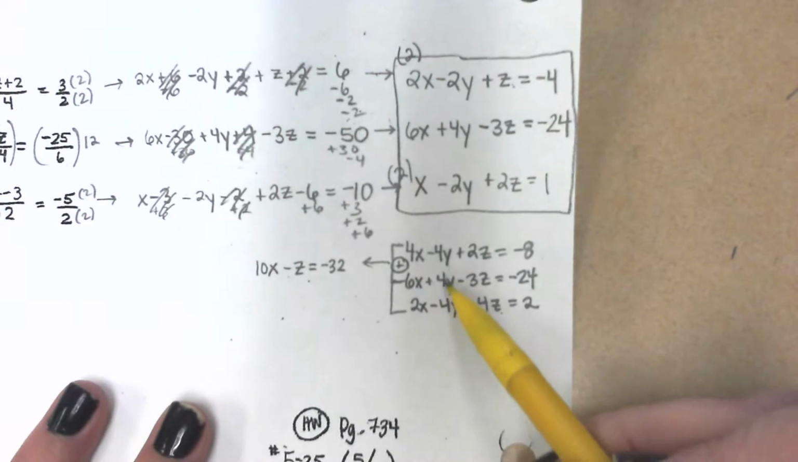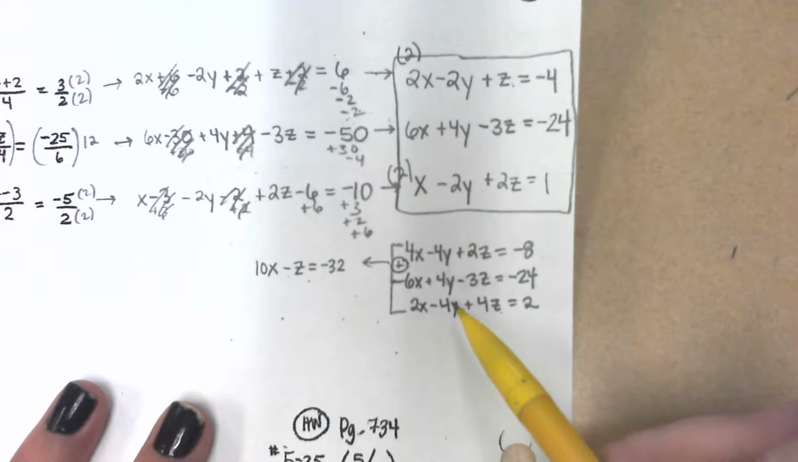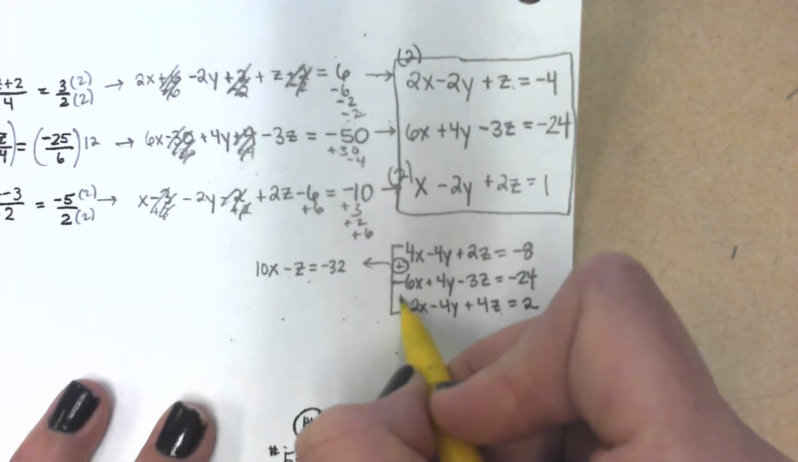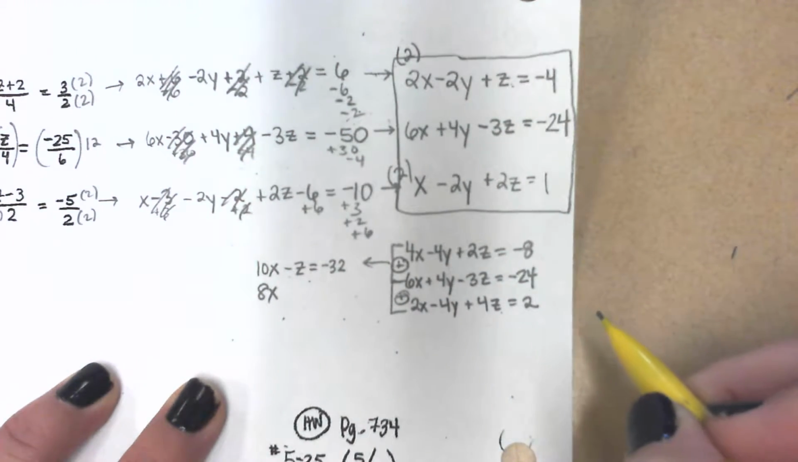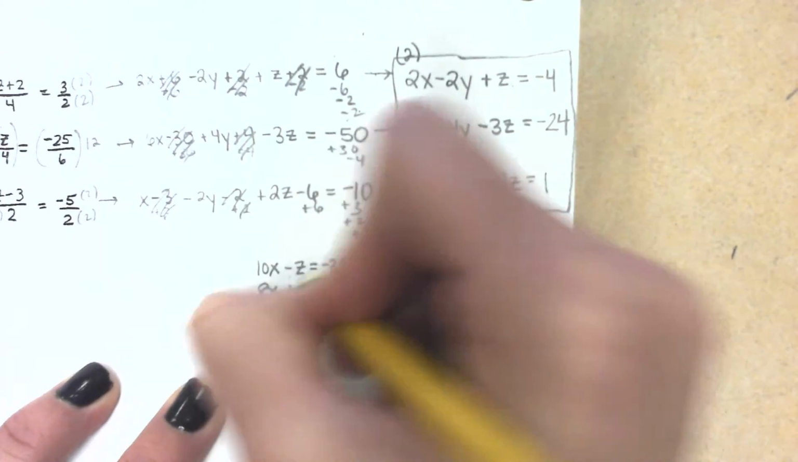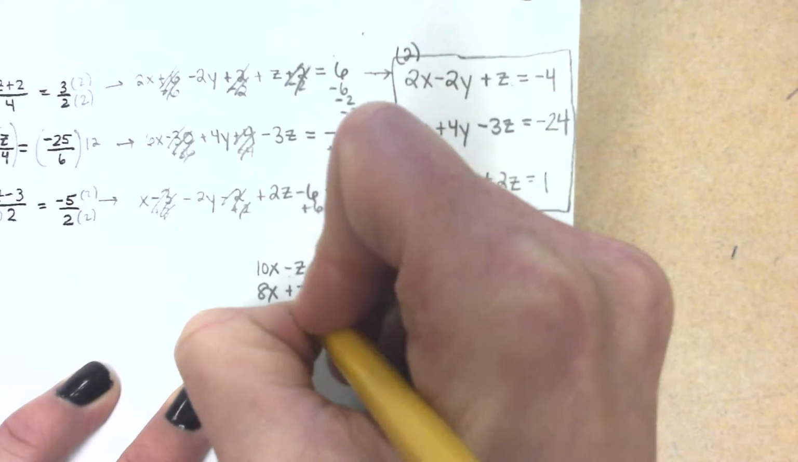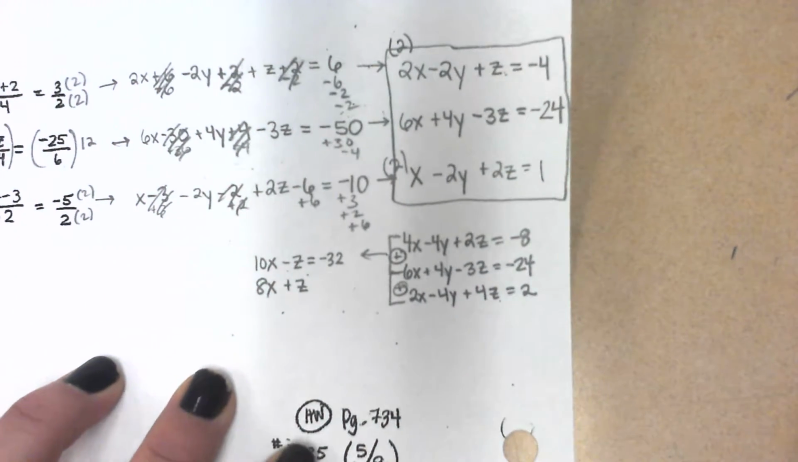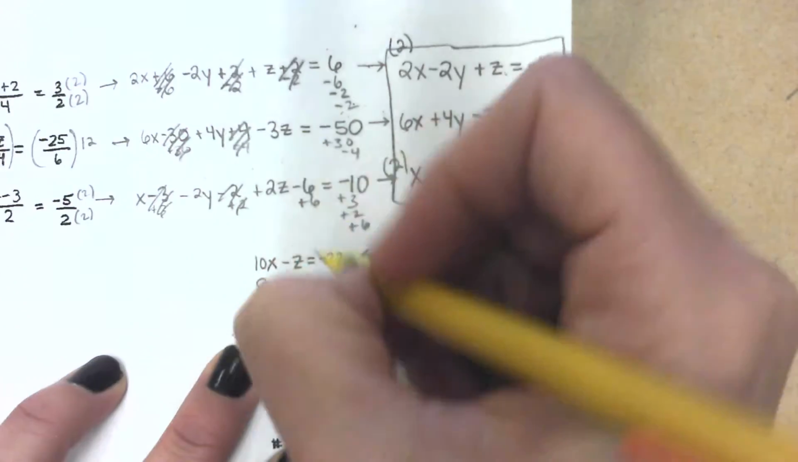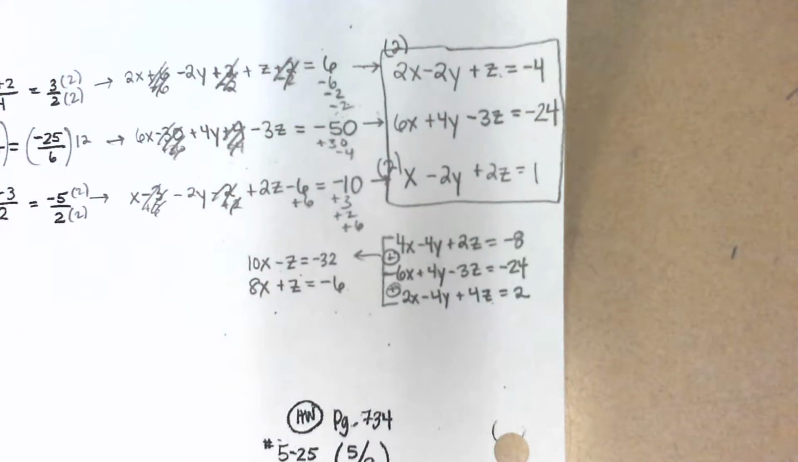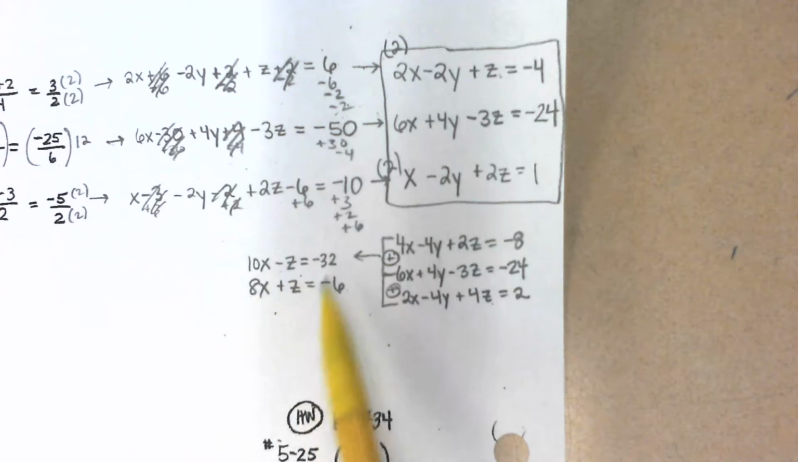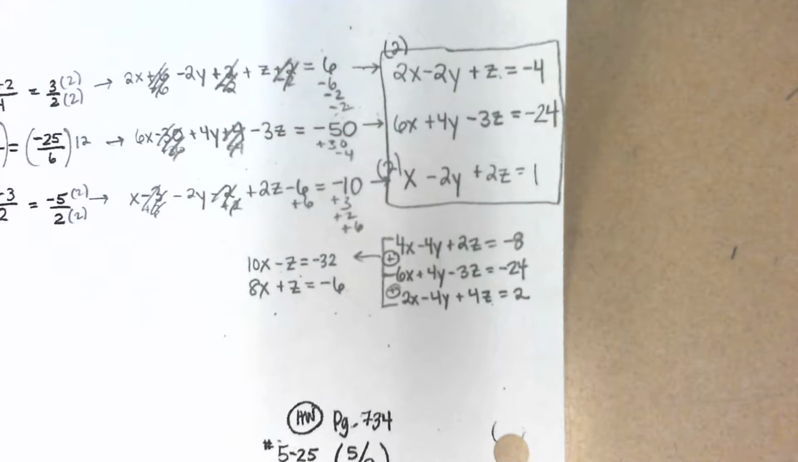Round 2 of eliminating the y's, I'll use the second 2 equations. Add or subtract? Add again. So I get 8x. Negative 3z plus 4z is plus z. And negative 8 plus 2, negative 6. There's the second round of eliminating the y's, which leaves me now with a traditional system.